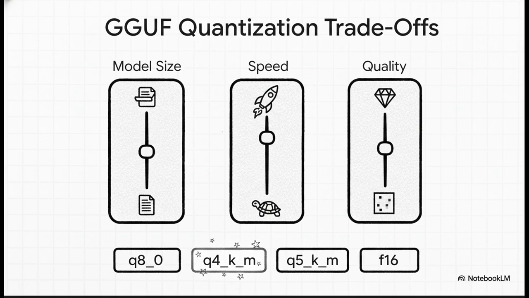And you've got plenty of options to choose from. You can pick the perfect balance of model size, speed, and quality for what you need. For most of us, Q4KM is going to be the sweet spot. It's a fantastic, well-balanced starting point.